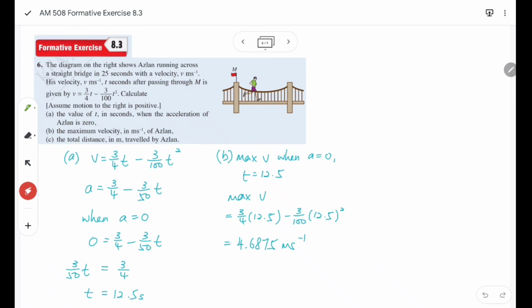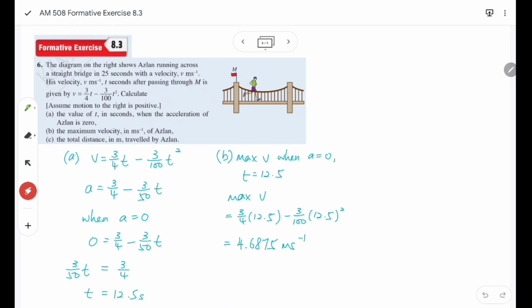A. The value of t in seconds when the acceleration of Aslan is 0. So when a equals 0. We are given the function of velocity. Get the function of acceleration by differentiating v. So we get a equals 3 over 4 minus 3 over 50 t. So when a equals 0, we will get t equals 12.5 seconds.